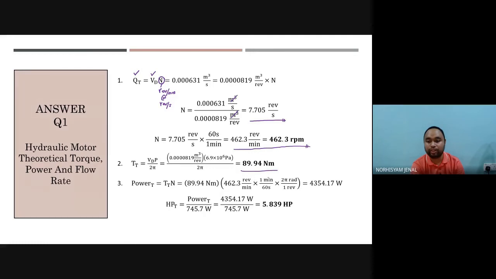What we do here is we change from minute to second and then we multiply by 2 pi radian. Either you use your RPM and change it from revolution to radian, multiply by 2 pi, and change it from minute to second, divided by 60. Or you use the 7.705 revolution per second, multiply by 2 pi only. So it depends, understand it yourself. From revolution to radian, multiply 2 pi. From minute to second, divide by 60. So this should be in radian per second.